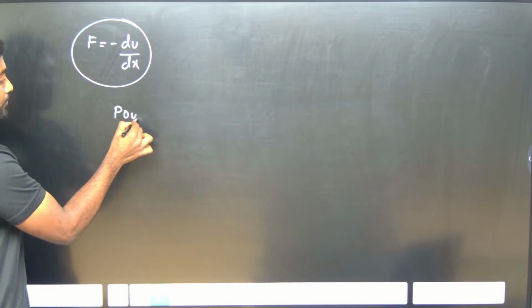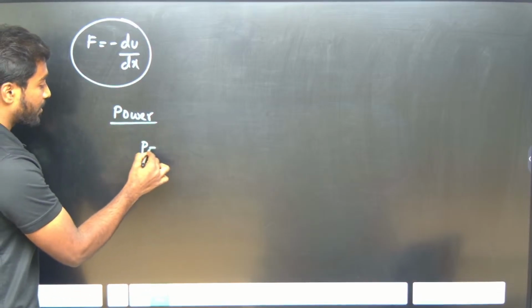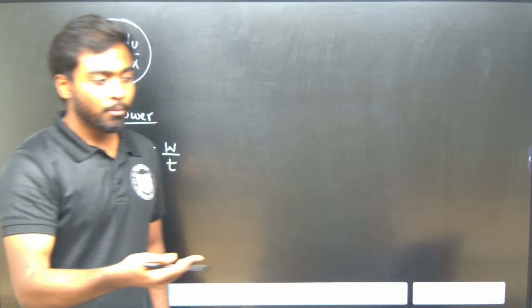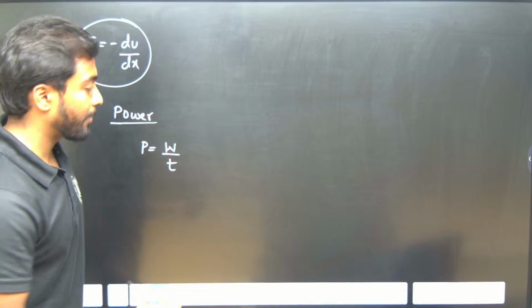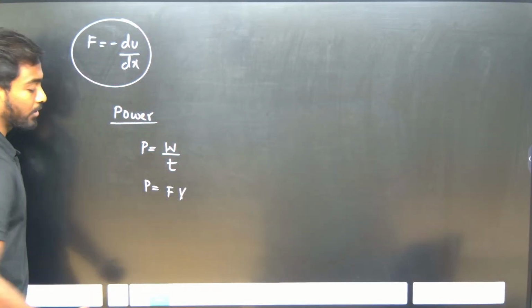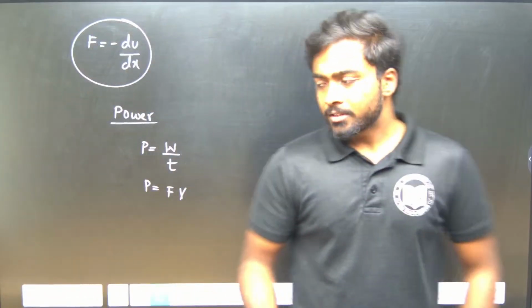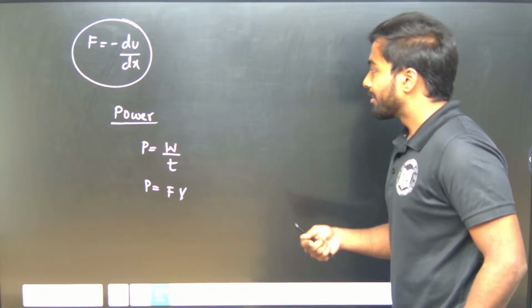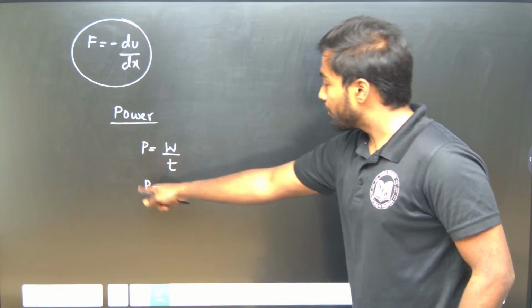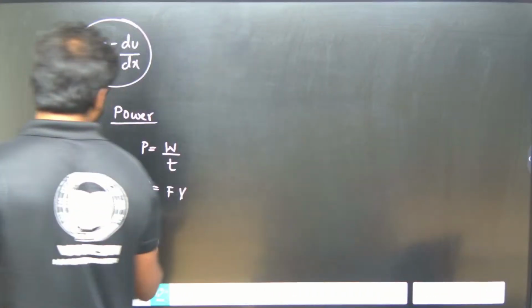Then what else? Power. Power is P equals W by T, where W is work done, so work done per unit time. Another formula is P equals force into velocity. So when I talk about the FV graph, the area under the FV graph gives power. And the SI unit is watt.